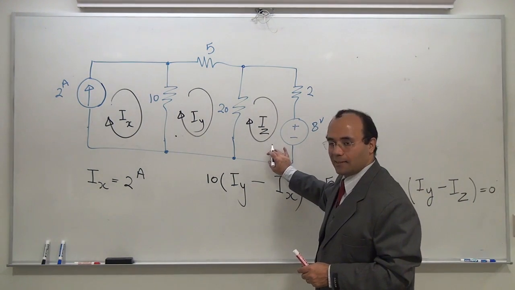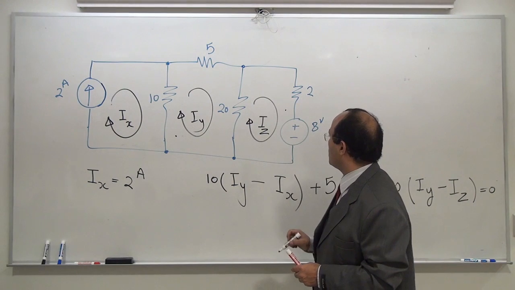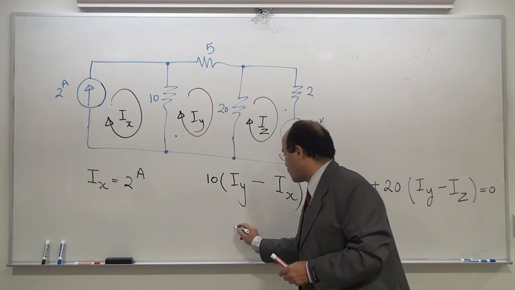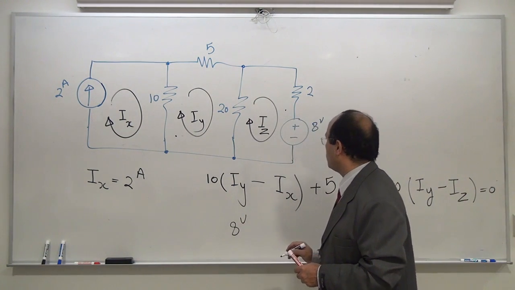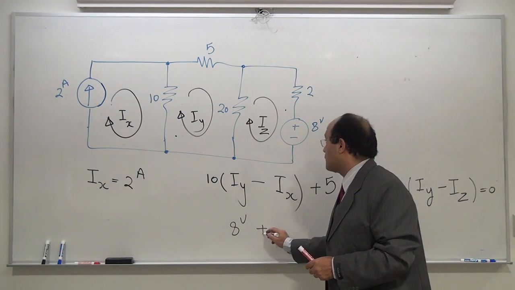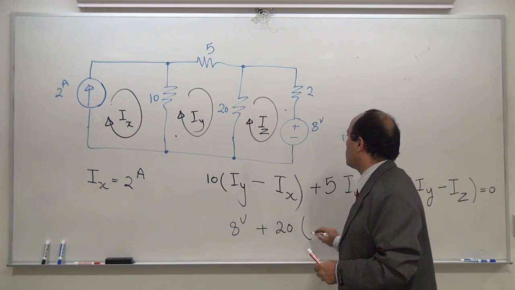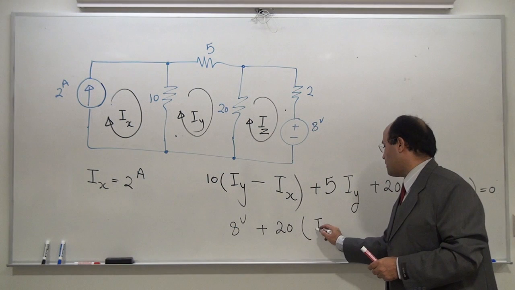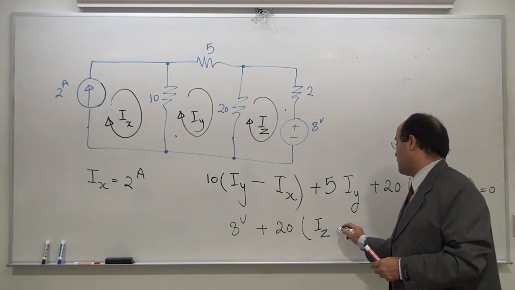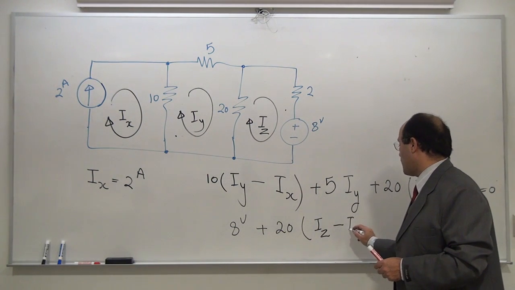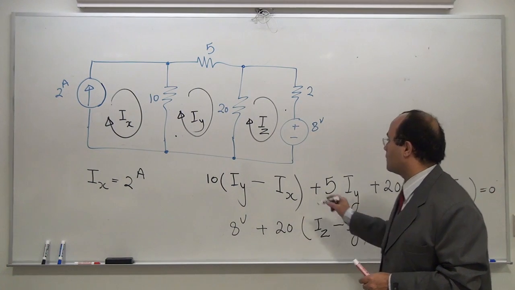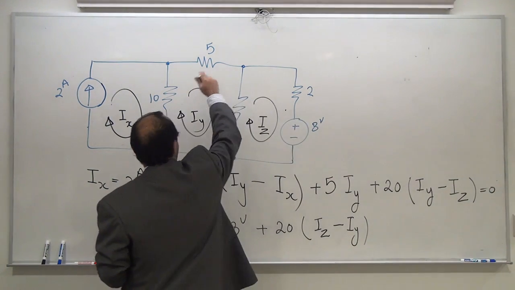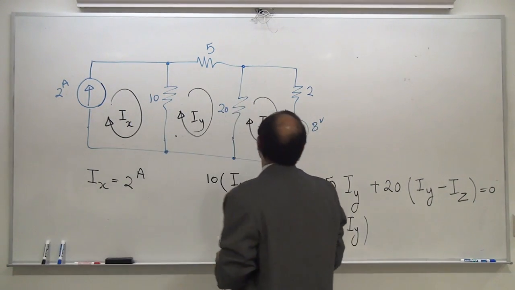Loop label Z. Let's begin from this. The arrow hits the 8 volts. I have no choice but to note that. Then I'm going to have 20. It's going to be Iz is the leader. Iy is the slave. And in this case, Iz is going this way, Iy is opposing it. That's going to be the case.